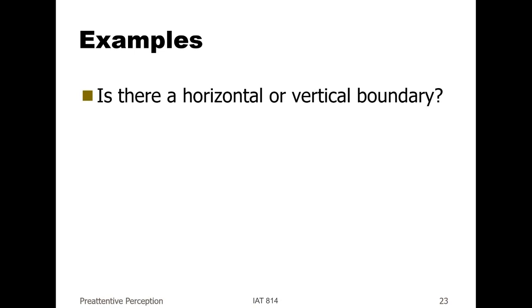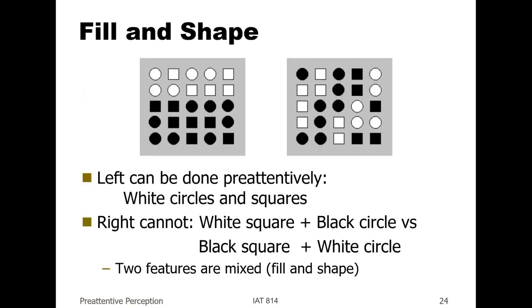Okay, so color and shape are not the only things that are pre-attentive. Here are a couple of examples of locating a boundary, either a horizontal boundary or a vertical boundary. And in this case, on the left, we clearly see a horizontal boundary. What's going on is that we have white circles and squares in the upper 2 rows and black squares and circles in the lower 3 rows. And we can do that pre-attentively. You can see it right away.